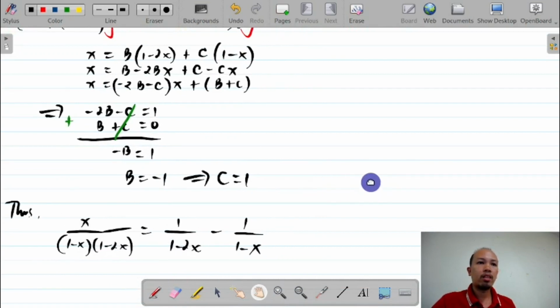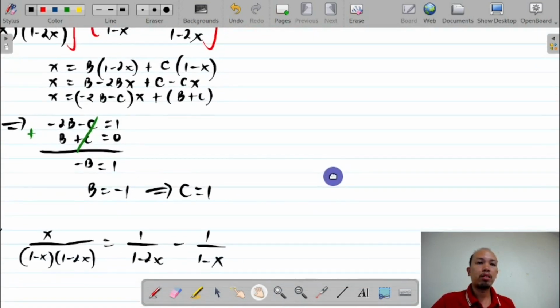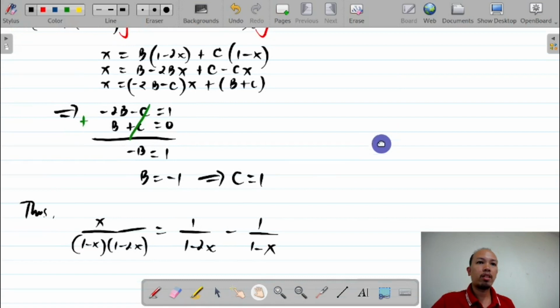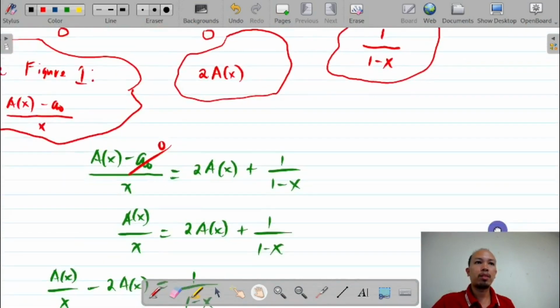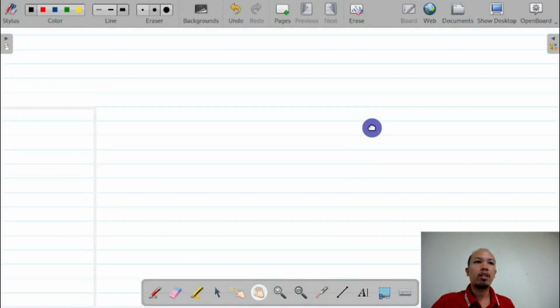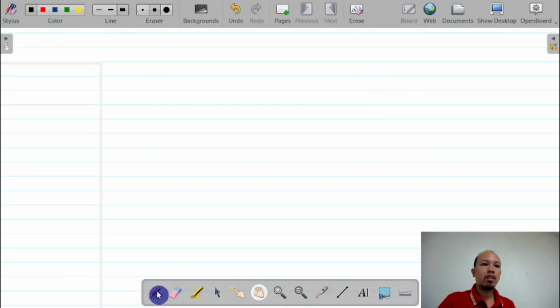Let's move somewhere at the top. Let's copy this one here. Okay, so let's move somewhere here. Okay, 1 over 1 minus 2x minus 1 over 1 minus x.